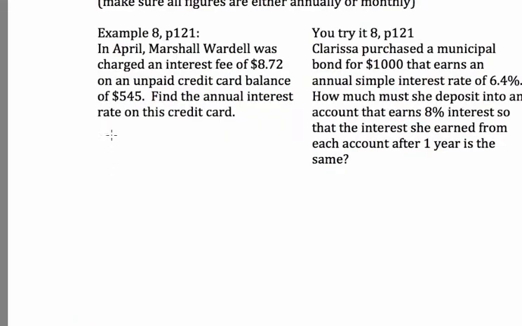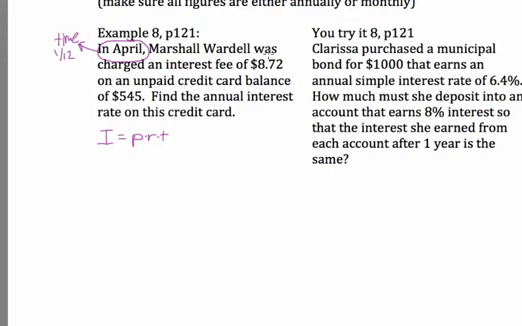So now let's work a problem. I always like to start by writing out my equation. Remember, in between the P and the R and the T, multiplication is implied. So now let's start figuring out what pieces of this we have. Okay, in April. So that's the time. The time was 1 month. Now we're working annually, so that's 1/12 of a year.